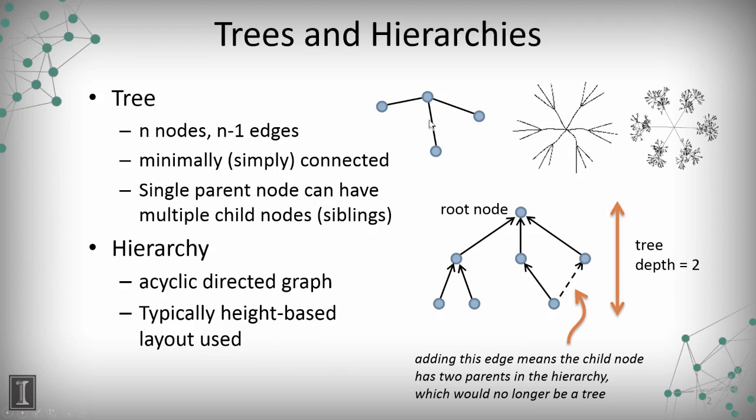In an undirected graph, if you have a tree, any of these nodes could serve as the root, but often in layouts we can identify a root node, and we can then look at ancestry and descendant relationships based on that root node, based on the edge distance from a node to that root node.